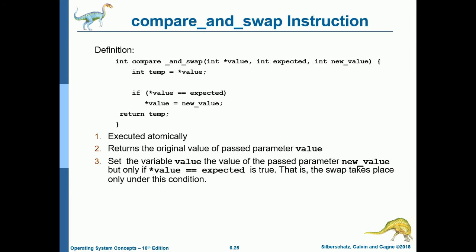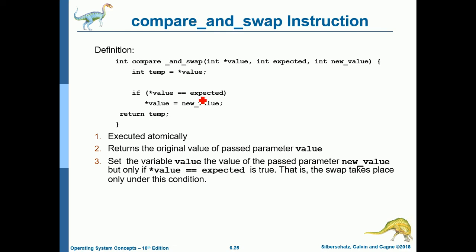Okay, we have another instruction, the compare_and_swap instruction. So the definition: int compare_and_swap, and we have the parameters: int *value, which is a pointer, int expected, and then int new_value. The value of the pointer value will be stored in temp.